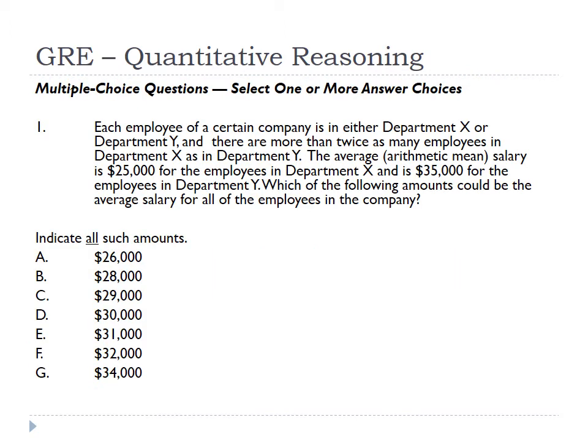All right. Here's another example of a multiple choice question. Select one or, yes. It has to do with quantitative reasoning. You lose your mind. All right. Select one or more answer choices. Each employee of a certain company is either in Department X or Department Y. Oh my God.